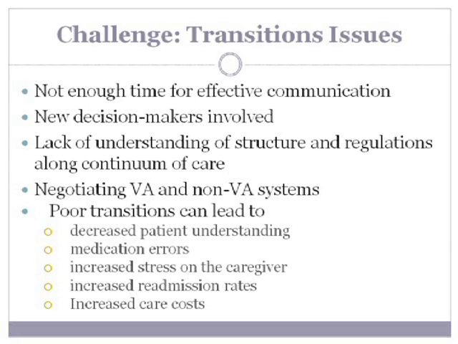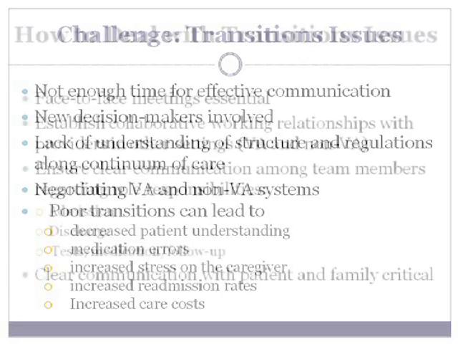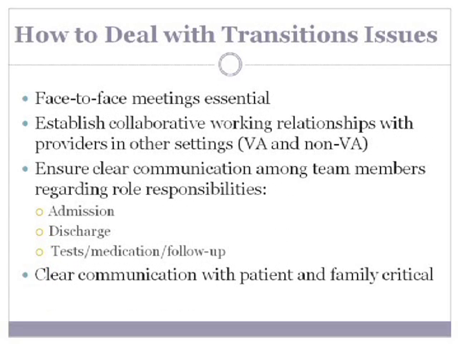We get into problems with medications not being properly transferred from place to place. And so there are new decision makers, there are new teams, you have to negotiate the VA and the non-VA systems, and I think it's well documented what poor transitions can lead to: medication errors, stress, death. I won't go into all of the negative outcomes, but there are myriad. So how do we deal with transition issues on a team?